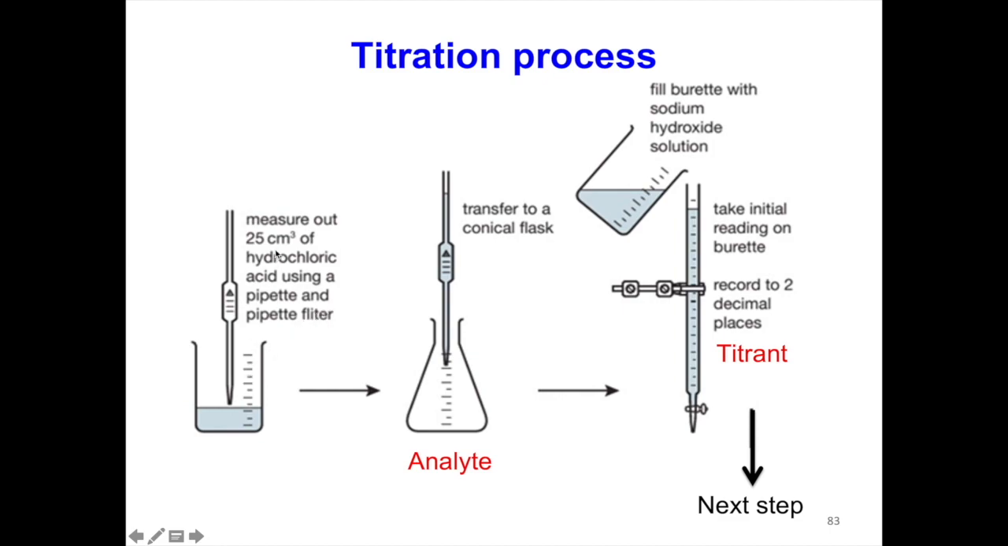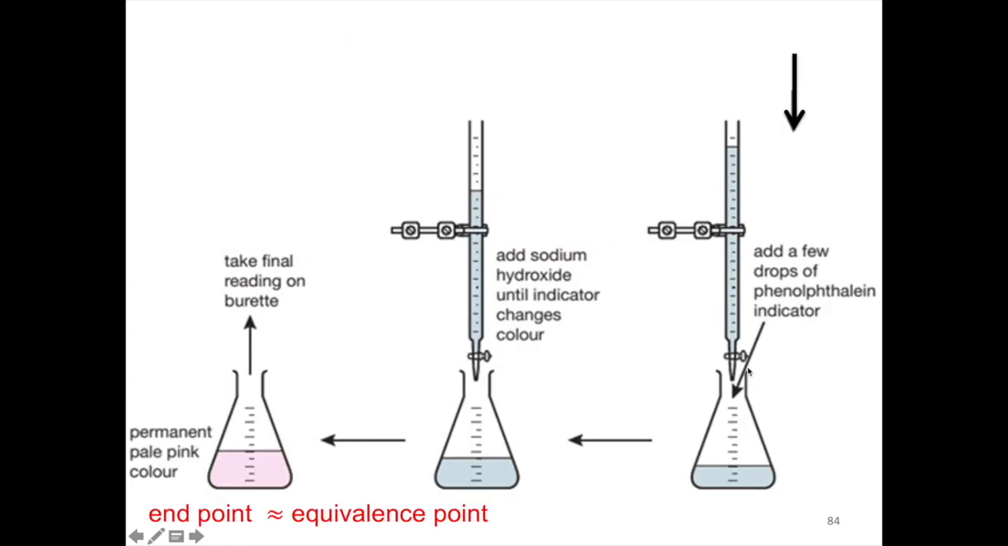At first, measure out 25 cm cube of hydrochloric acid using a pipette and transfer to a conical flask. So the solution in the conical flask is called the analyte. Next, we fill the burette with sodium hydroxide solution and we take the initial reading on the burette and record to 2 decimal places. So the solution in the burette is called the titrant.